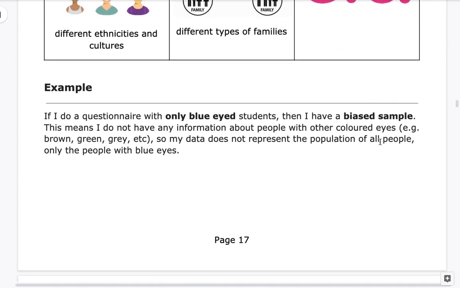So for an example, if I'm doing a questionnaire with only blue-eyed students, that means that I've only got information about people that have got blue colour eyes. I don't have any information about anyone else with any other eye colour. So that means my data does not represent all people, it only represents people with blue eyes.